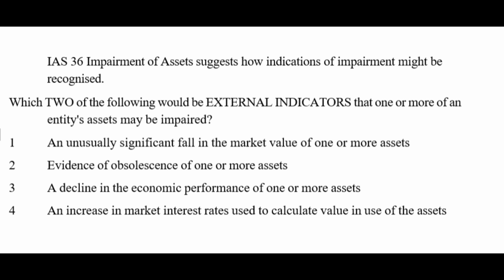Increase in market interest rates, used in discounting value in use: correct. This is an external economic factor affecting discount rates and reducing recoverable amount, therefore indicating potential impairment. Correct answers: unusually significant fall in market value, and increase in market interest rates. Exam tip: always classify indicators into external, equals market, economy, interest rates, prices. Internal equals usage, damage, performance, obsolescence.